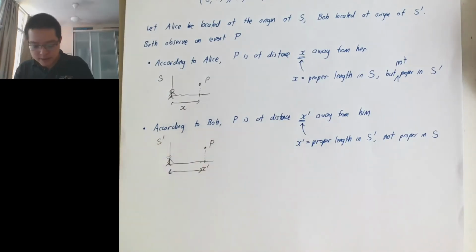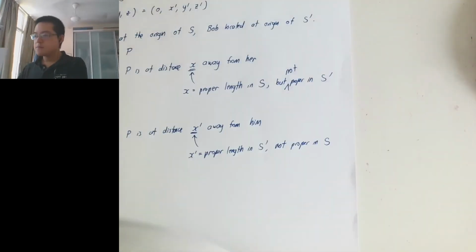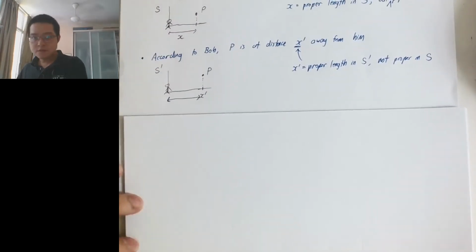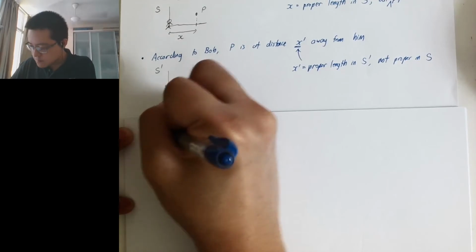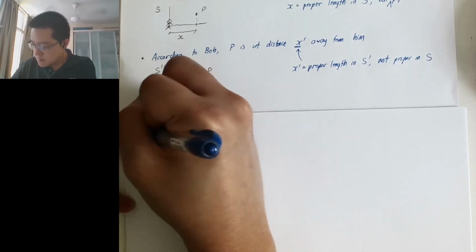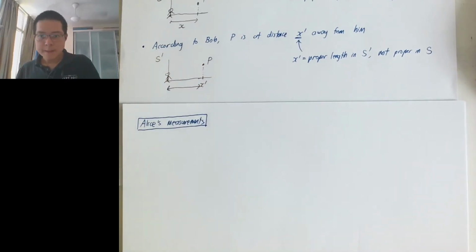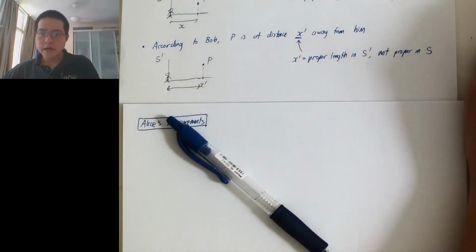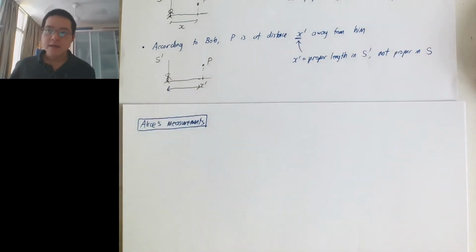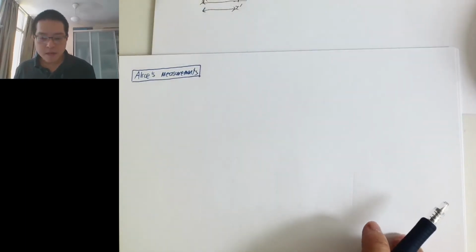Let us calculate this part. What does Alice measure? Alice's measurements are this. Correct, each observer measures their own length. I defined proper length on Monday. The full definition is that the proper length is the length of the object in the frame where it is at rest. So Alice's measurement is the following.